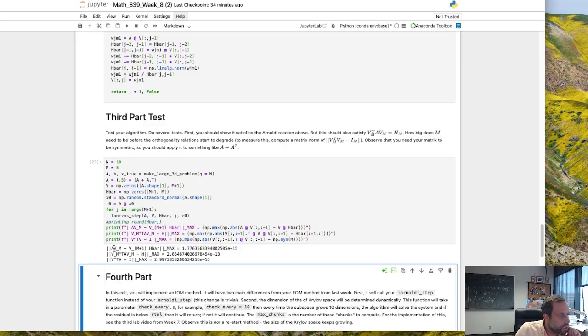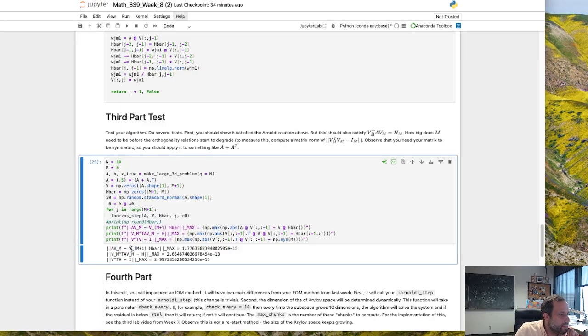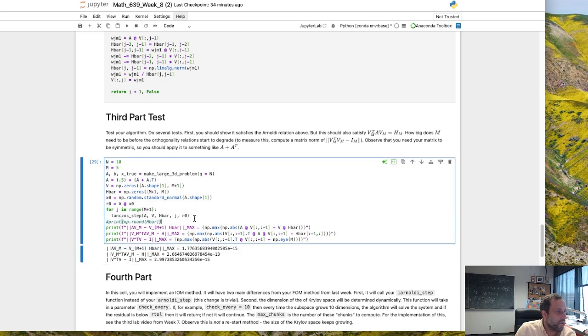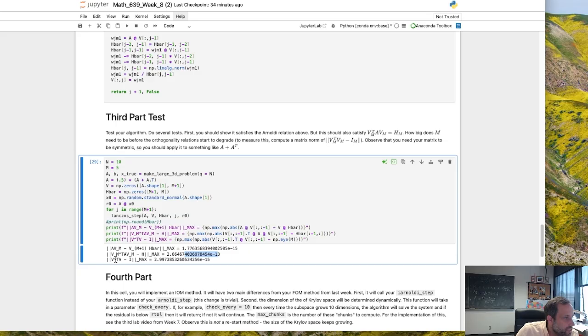Okay, so what we have here, this is A V m minus V m plus 1 h bar. So this is just the standard Arnoldi relationship that's going to be true whether or not we're doing full orthogonalization. But this right here, V m transpose A V m minus H, is the thing that's equal to 0. We can only be sure that's equal to 0 in the case that the V m matrix is orthogonal. In other words, we're doing a full orthogonalization. And this is almost 0, so yep, that works out well here.